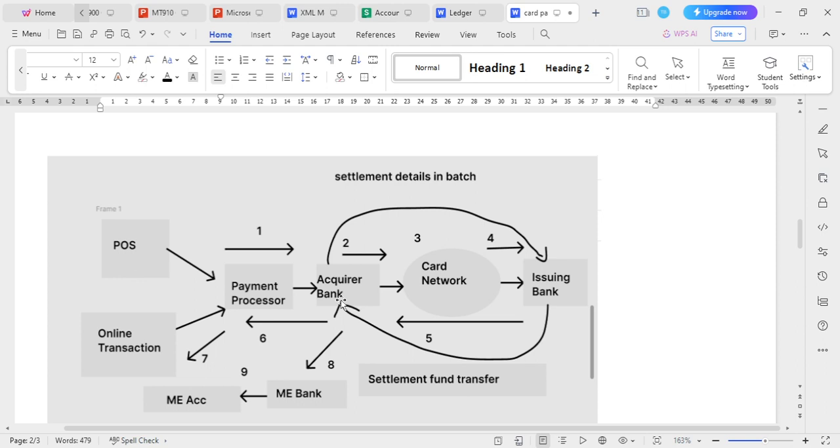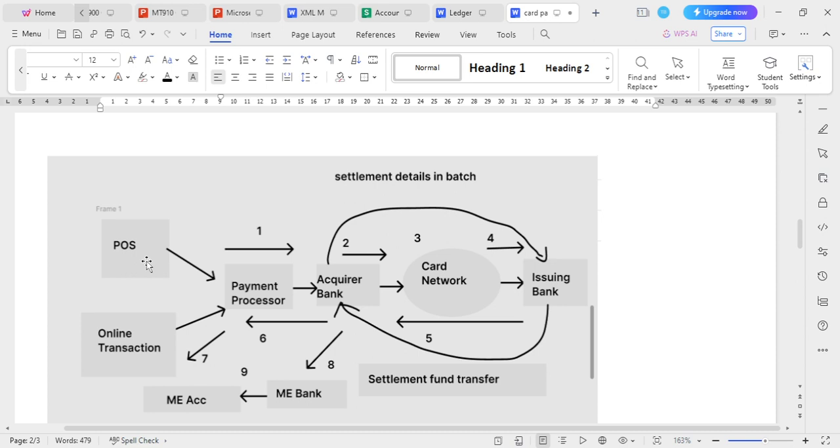The acquiring bank sends the details to the payment processor. The payment processor gives the notification to the POS machine or online transaction, because in front of the customer they can see whether their payment is a success, declined or rejected. They get the information from the POS machine or web page itself. If the transaction is successful, they get a success notification. In case the transaction is declined, they get a declined notification. In case of insufficient funds, they get an insufficient fund notification.